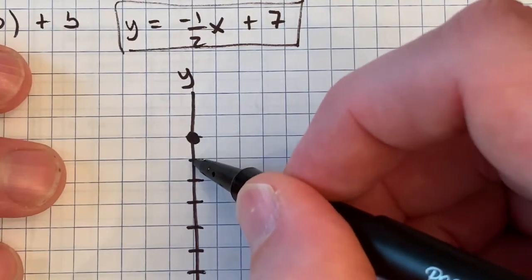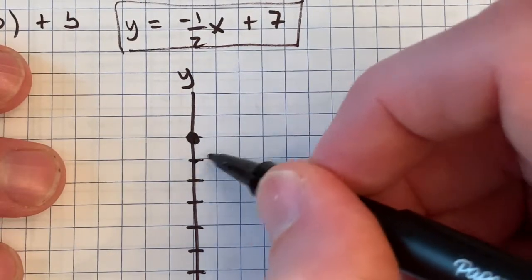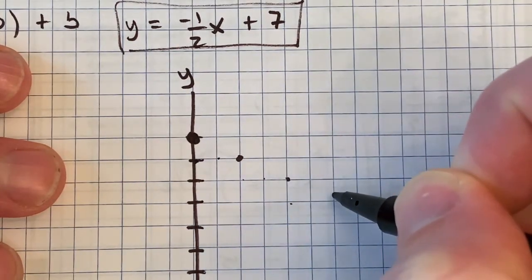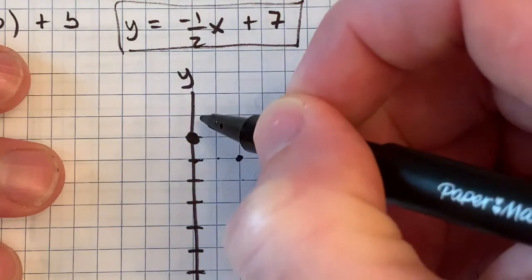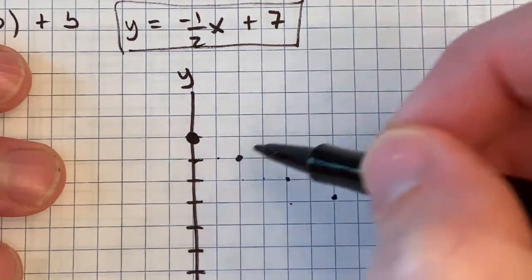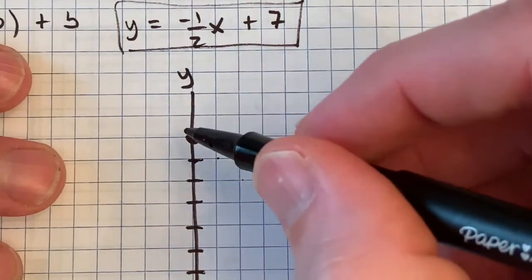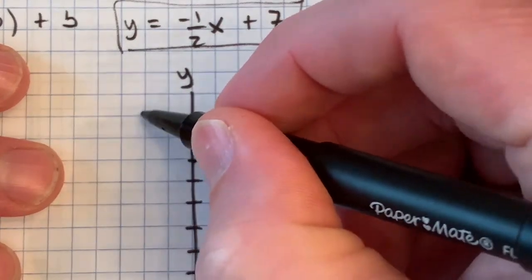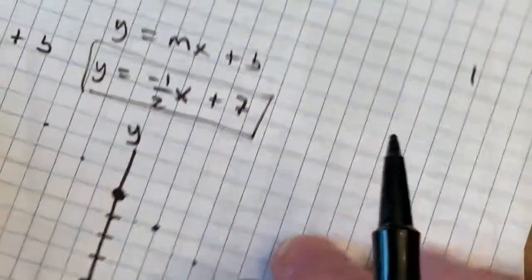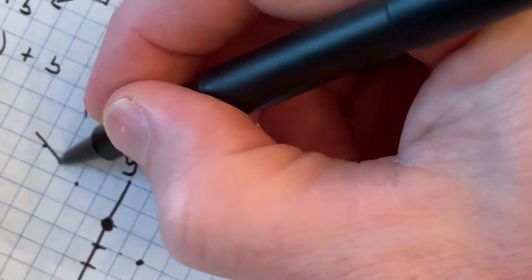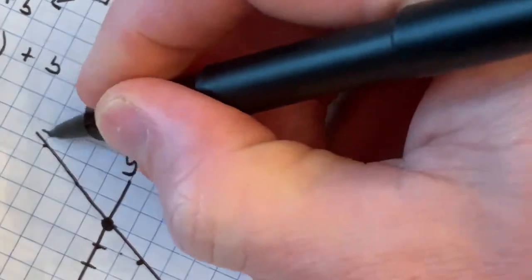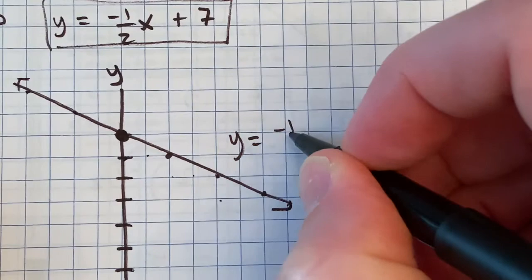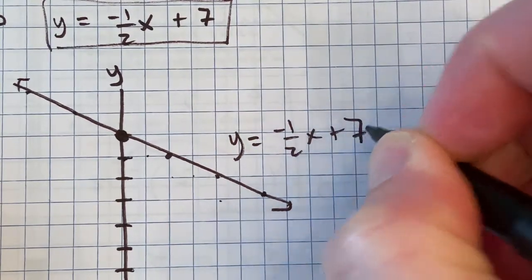So I'm going to go down 1, right 2. Down 1, right 2. Down 1, right 2. I'm just going to get this trend going. Then I'm also going to do the opposite way. If I went down to the right, I'm going to go up and to the left: up 1, left 2, up 1, left 2. Now I have enough to trace through this line, and we would label it y equals -1/2 x plus 7. So there's my first line.